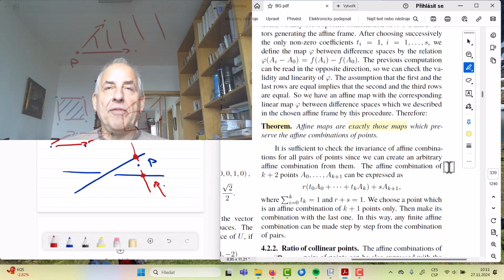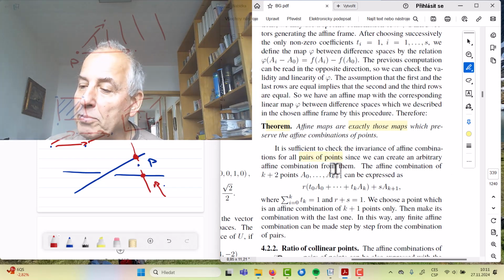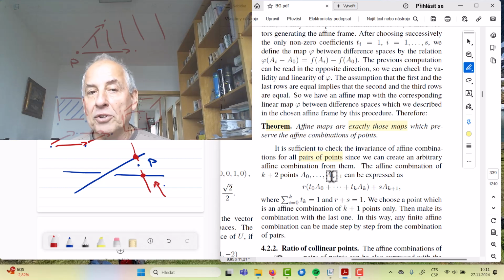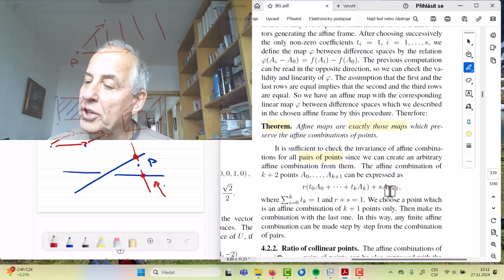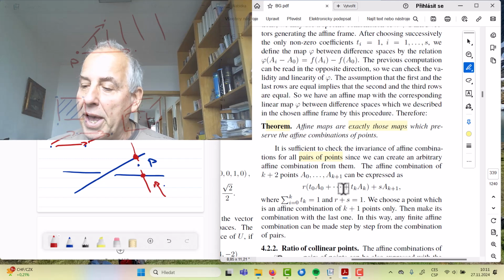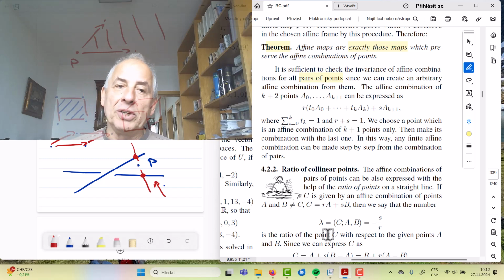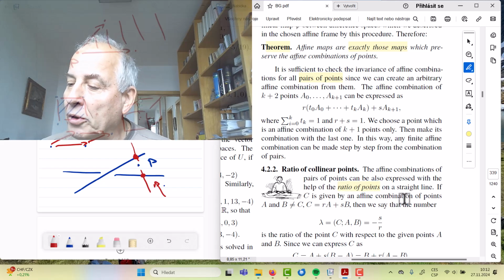Actually, if we want to check the invariance of affine combinations with respect to affine combinations, we can restrict ourselves to pairs of points, because iteratively making the affine combinations of pairs of points leads us to an arbitrary affine combination, right? You see it here, so you can always write it as the combination of the last one with the previous ones. Therefore it's important to restrict our attention to just 2 points, and there we talk about the ratio of points on a straight line, right?